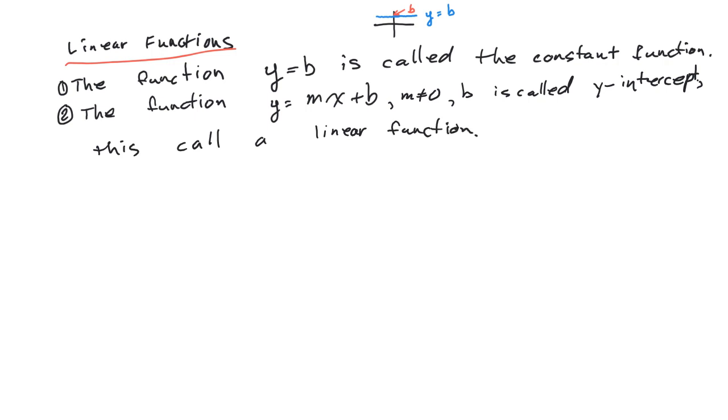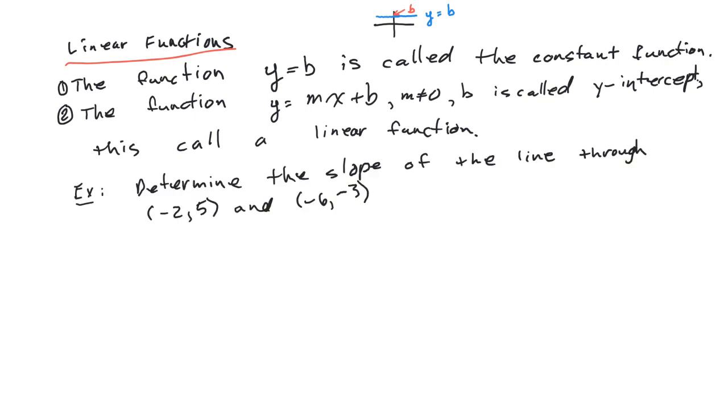So what I'm going to do now is show you how to calculate slope, and then how to calculate the equation of a line without having to find the b value. And so now, here is a slope calculation. We're going to determine the slope of the line through (-2, 5) and (-6, 3). Here's our solution.